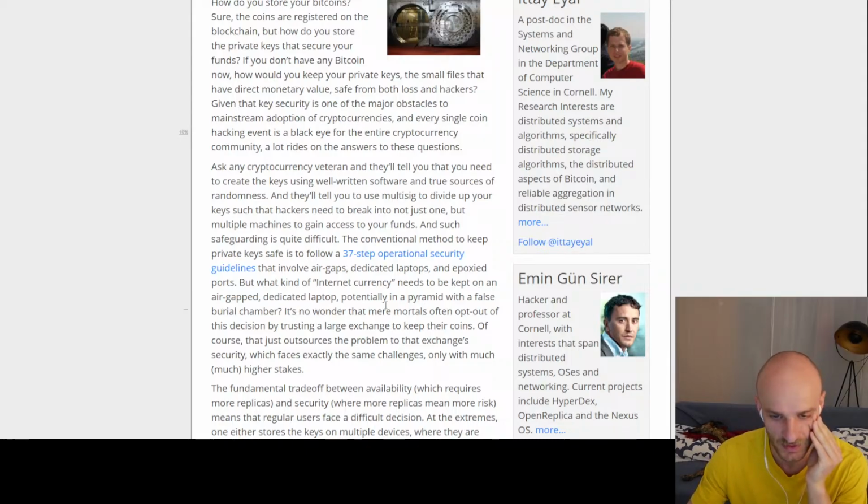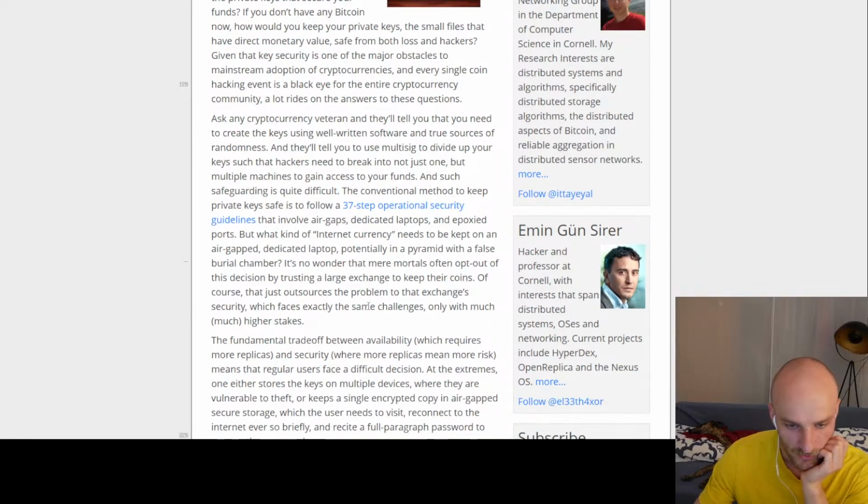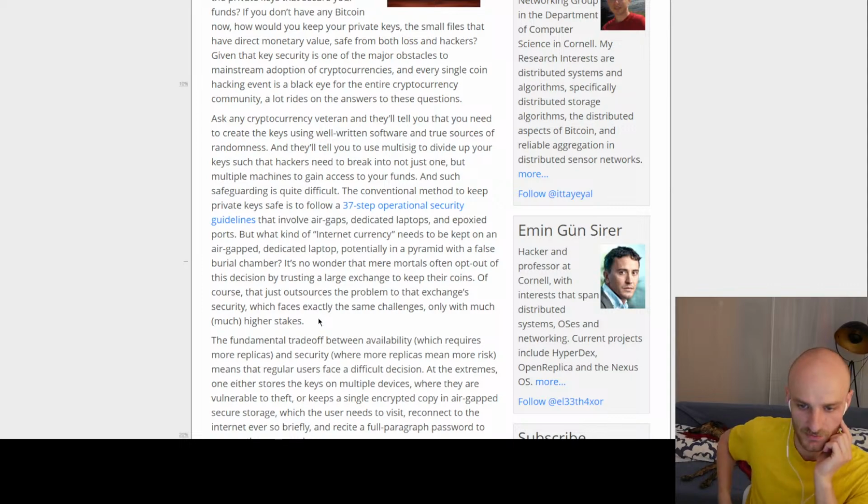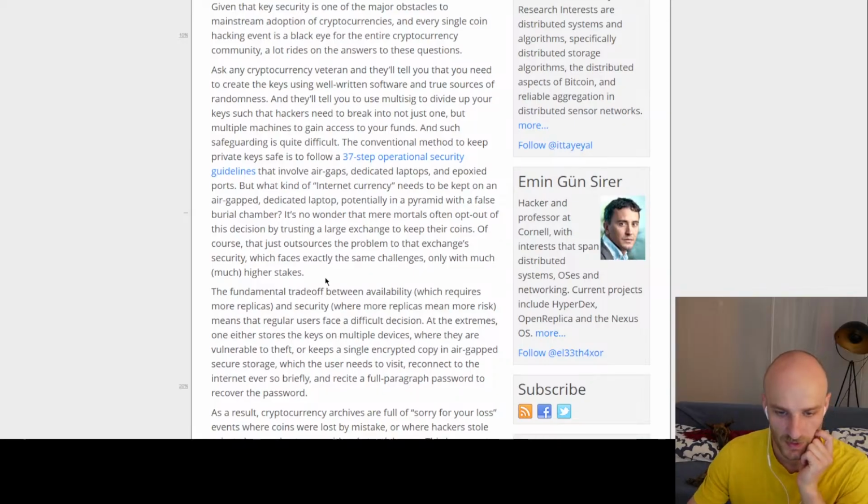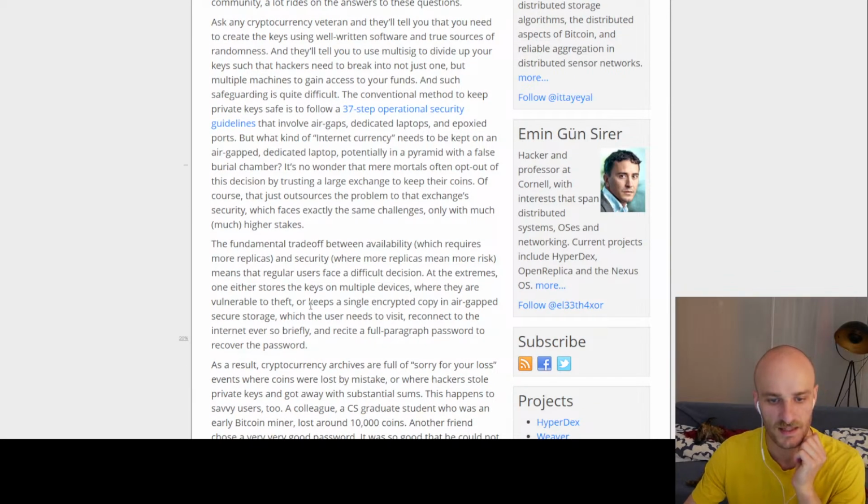It's no wonder that mere mortals often opt out of this decision by trusting a large exchange to keep their coins. Of course, that just outsources the problem to that exchange's security, which faces exactly the same challenges, only with much higher stakes. The fundamental trade-off between availability and security means that regular users face a difficult decision.